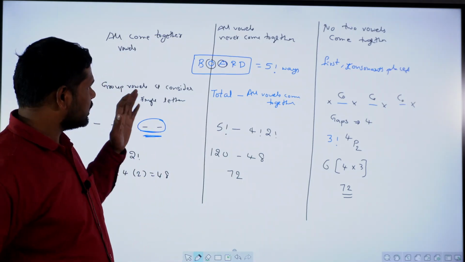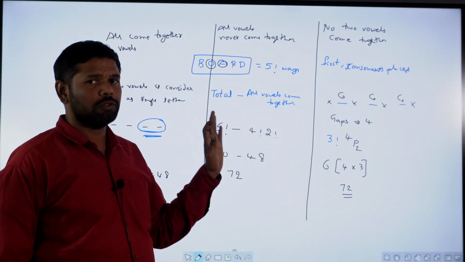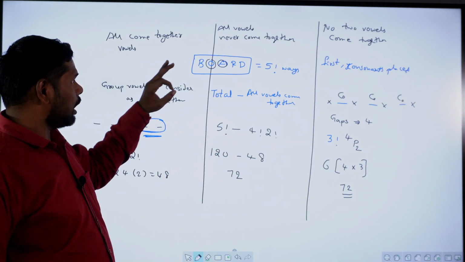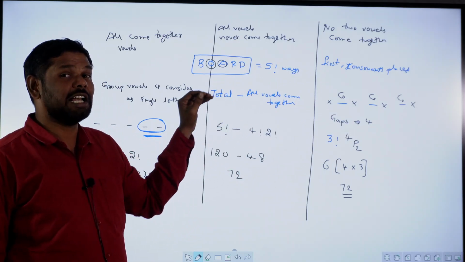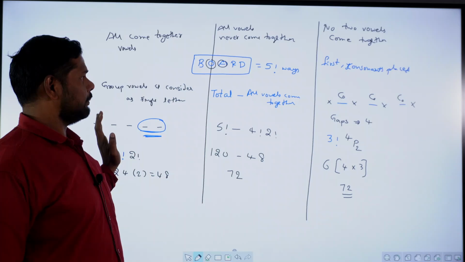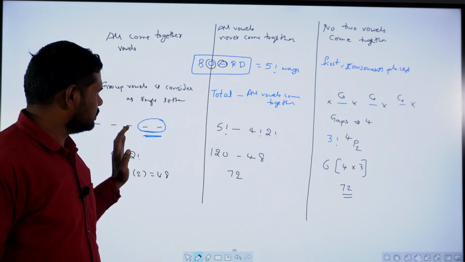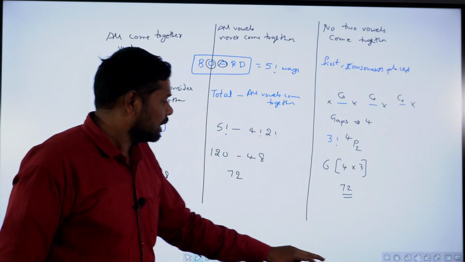Simple. So like this, you need to solve any type of question: all come together, all never come together, no 2 come together, whether it is vowels, boys, girls, whatever it is. Now, similarly, you apply it to the repetition case.